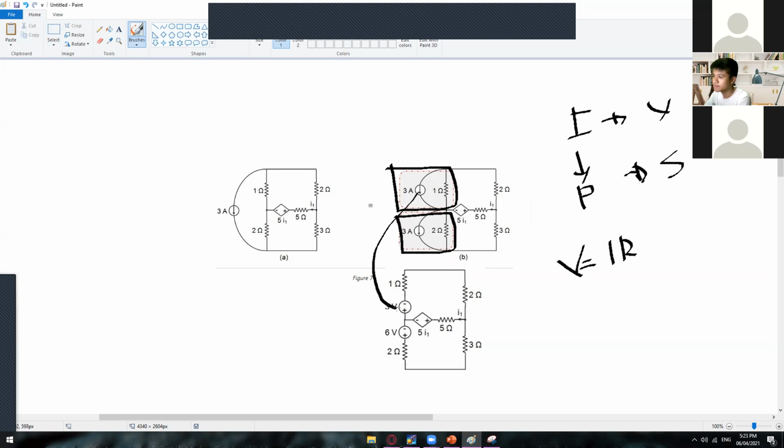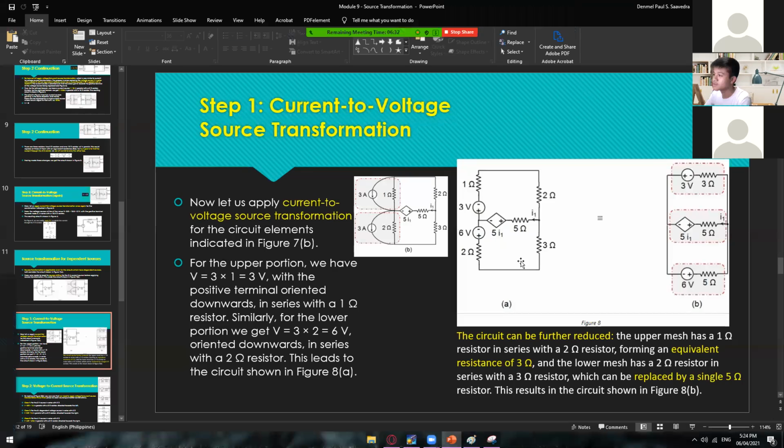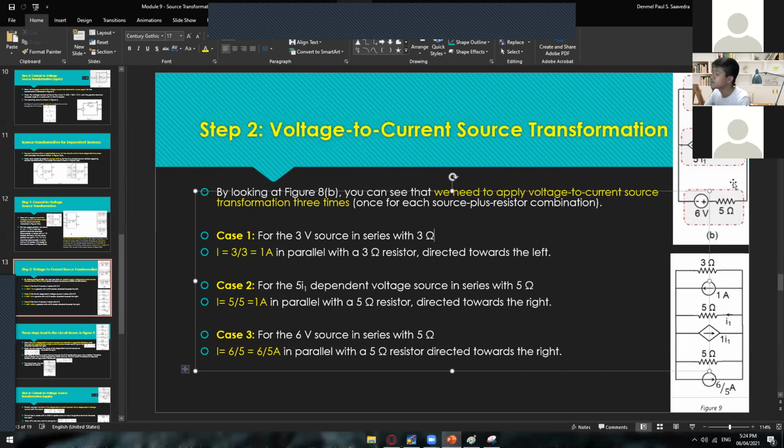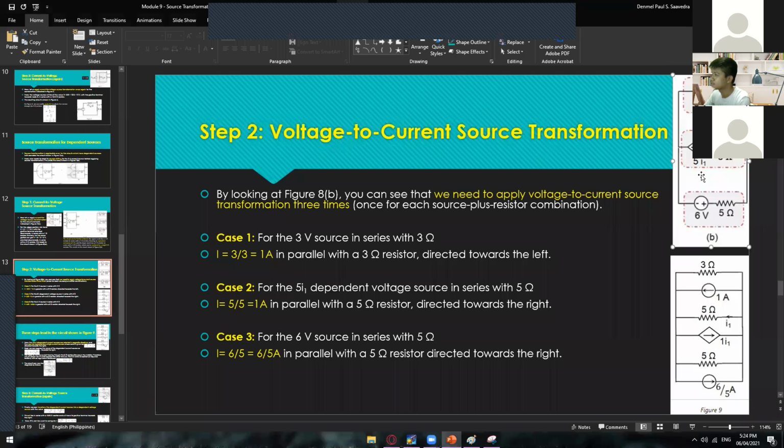Then again, just follow the polarity, positive to positive. The arrow means the positive, and the tail is negative. The next thing you can do is separate those into three. We have a series connection for voltage, another series connection for voltage, and another series connection for voltage. From here, you can apply source transformation again into a current source. What is the next one? Voltage source.